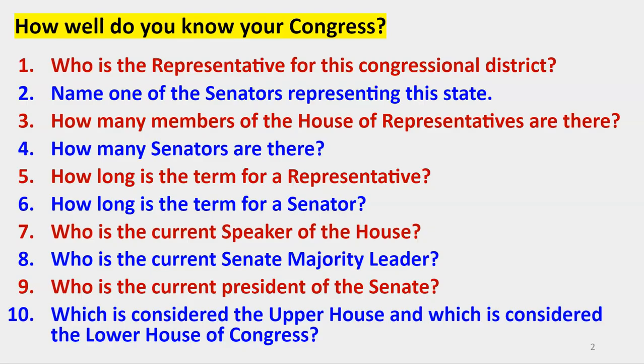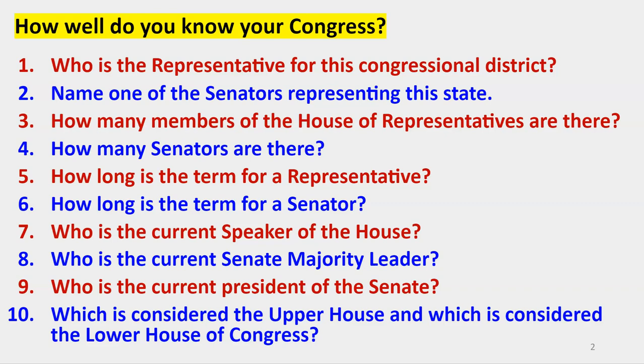So how well do you know your Congress? How well do you know who the representative is for your district, your senators, your members of the House of Representatives? How many are there? How many senators? How long does a representative, a member in the House of Representatives actually serve? How about a senator? Pause and take a look at these questions if you don't know the answers. Hopefully you will by the end of this overview video.